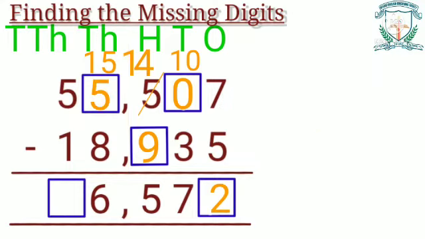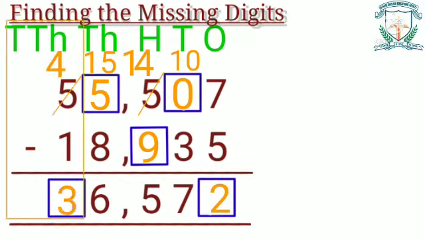Now let us take 10,000s place digits. 5 minus 1 is equal to box. Here 5 minus 1 is equal to 4. But 1 is borrowed to thousands place. Therefore, 4 minus 1 is equal to 3. Write 3 in 10,000s column box. Therefore, the missing digits are 2, 0, 9, 5 and 3.